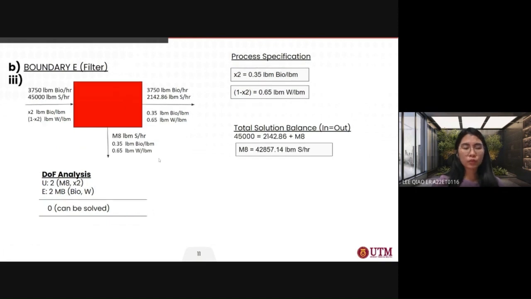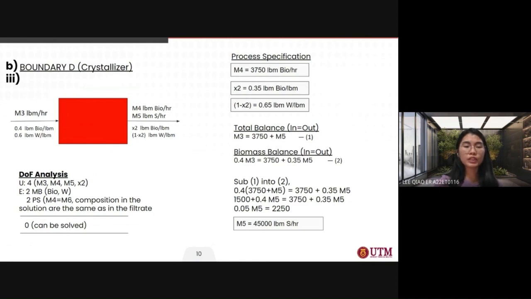This is because when we use boundary E, the filter unit, directly, we will find that we cannot solve for M8, the flow rate of the recycle filtrate. This is because the compositions of the solution are all the same, which is 0.35 and 0.65, and everything will be cancelled out when you try to solve for M8. So we can only use boundary B to solve for M5, which is the flow rate of the solution that goes into the filter.